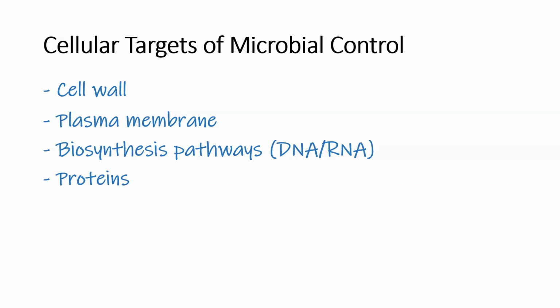Strong organic acids and phenolic compounds also denature proteins. Some other things that can happen to proteins, so metal ions can bind to the active site of certain enzymes and prevent that enzyme from interacting with its substrate. So there's a lot of different targets of our microbial control methods. So this video was really just an overview of microbial control. In our next video, we are going to focus on our physical methods of microbial control.